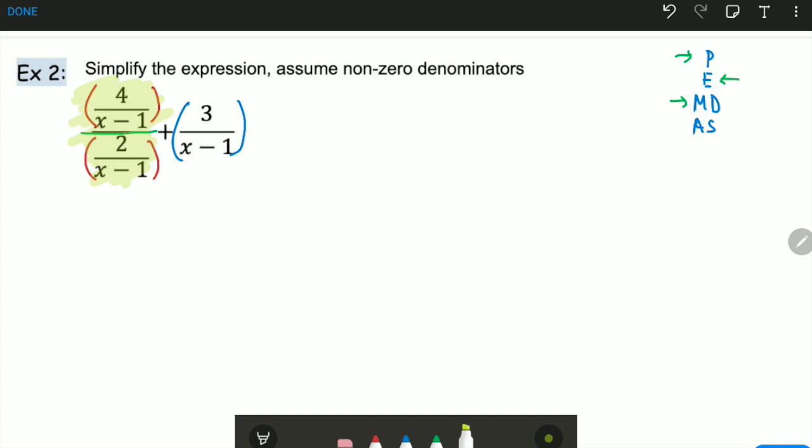The blue fraction, the one that's in blue parentheses, is separated from the others by addition and subtraction, so that will come last. Since the ones in red are connected by division, we'll do keep, change, flip. Keep the first fraction, change it to multiplication, and flip the second one.